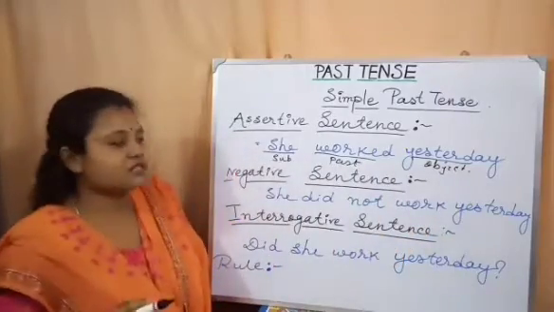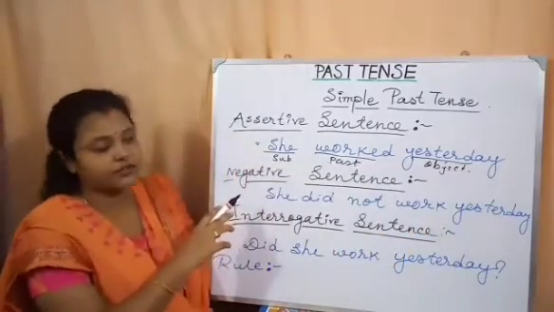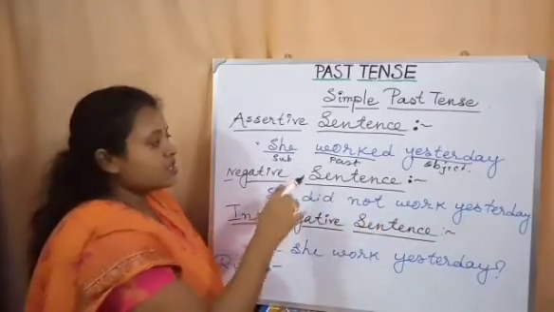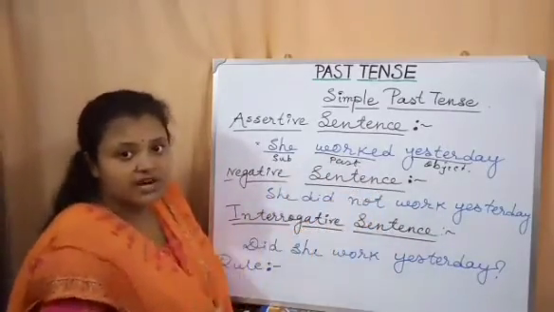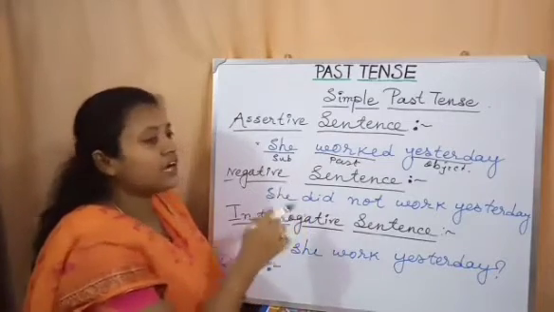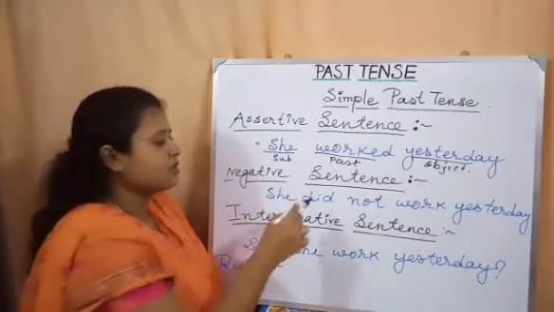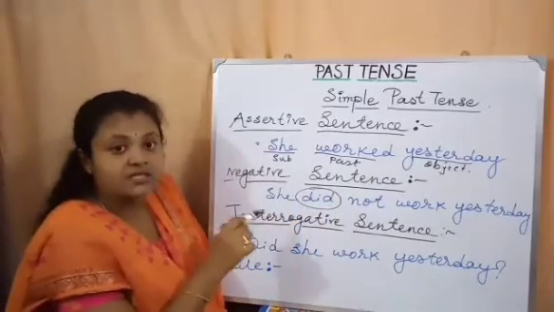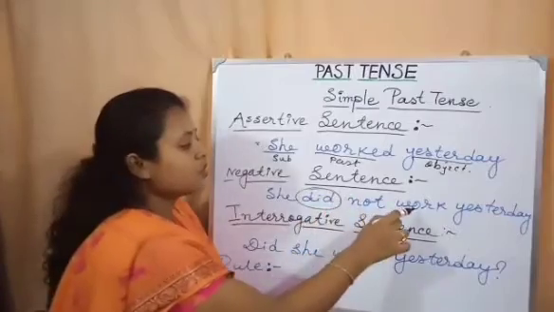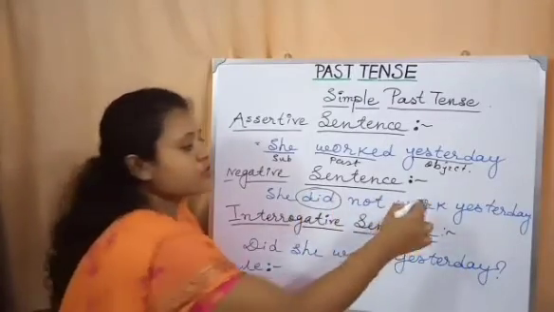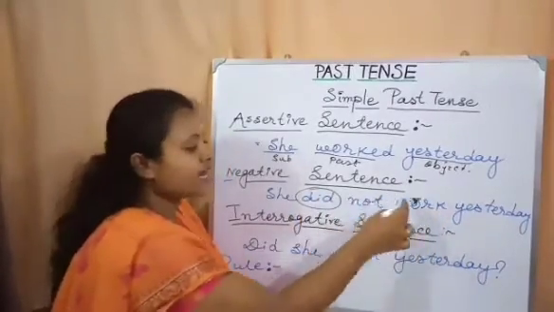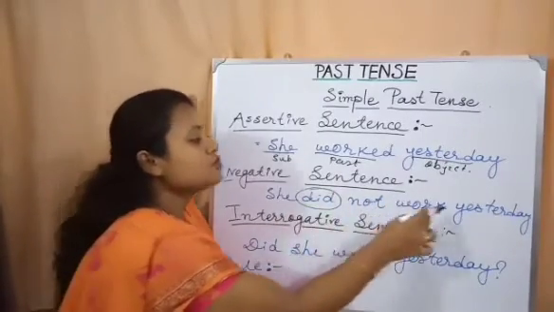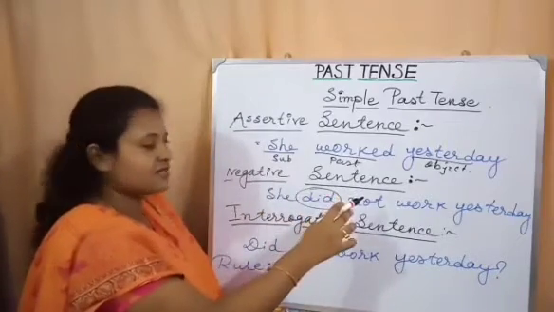So the same sentence, if you have to write it as a negative sentence, how will you write? She did not work yesterday. She worked not yesterday, you can't write that. So you have to add the auxiliary verb over here. The auxiliary verb that needs to be added over here is did. She did not work. She did not worked, you also cannot write. You have to write the present form of the main verb. So, did not work yesterday. This is the negative sentence.